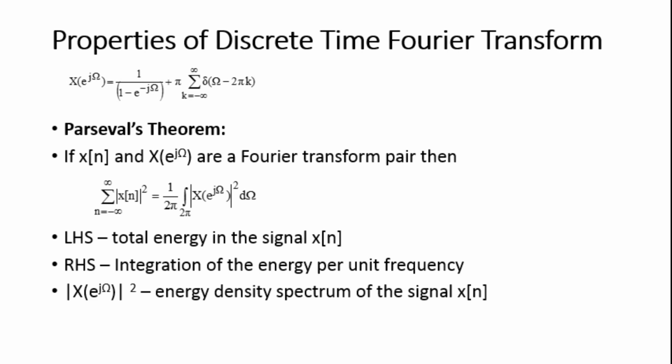Next is Parseval's theorem. The statement is: if x of n and x of e power j omega are a Fourier transform pair, then summation n equal to minus infinity to infinity mod of x of n whole square is equal to 1 divided by 2 pi integration over 2 pi mod of x of e power j omega whole square d omega, where LHS is the total energy in the signal x of n and RHS is the integration of the energy per unit frequency, and mod of x of e power j omega whole square is the energy density spectrum of the signal x of n.